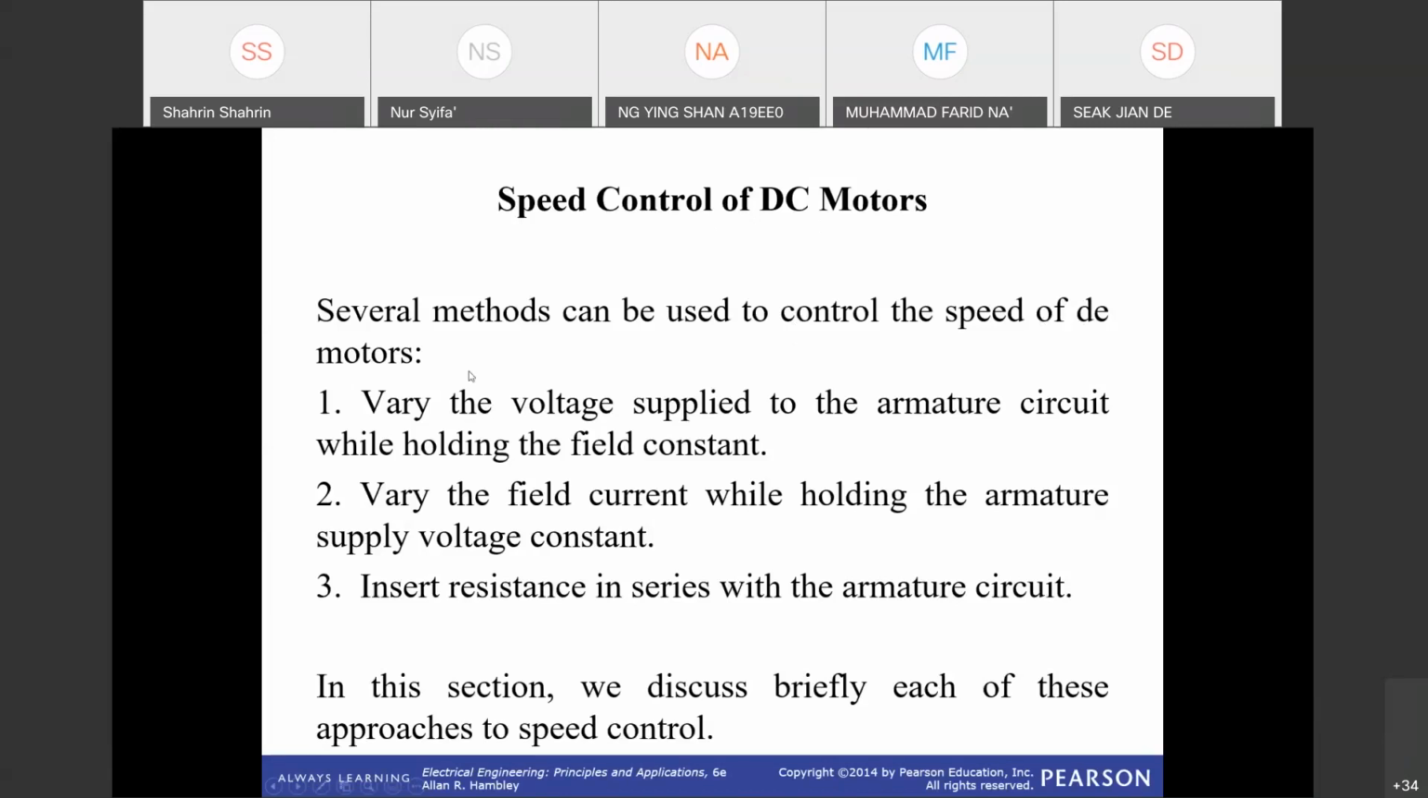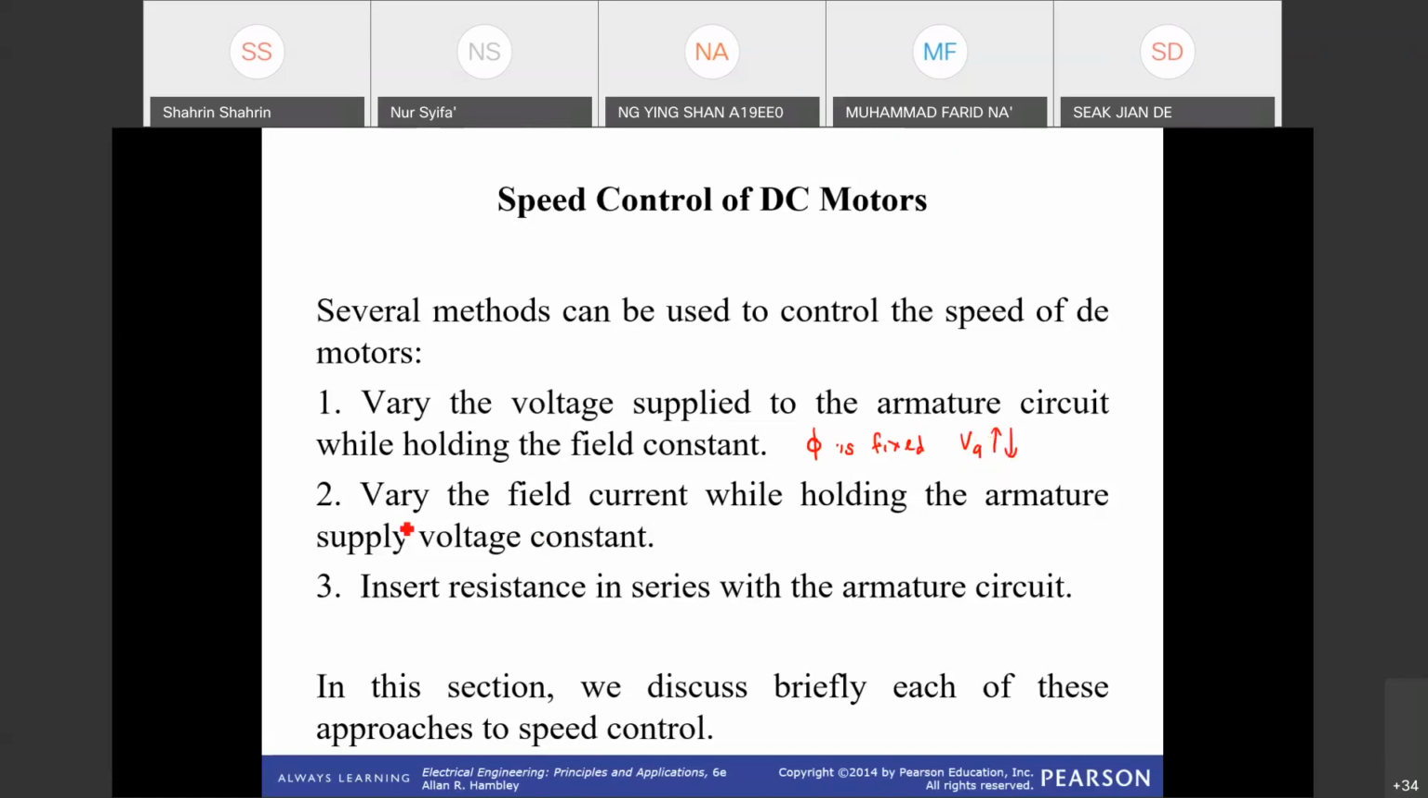The first method is by varying the voltage supply, which is your terminal voltage, the voltage input to the armature circuit, which is for the rotor, while holding the field constant. Meaning that your flux is fixed, so there is no change in flux production. So this is V armature, where you either increase or decrease it.